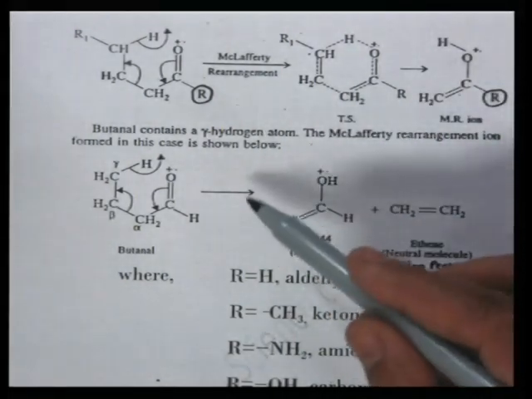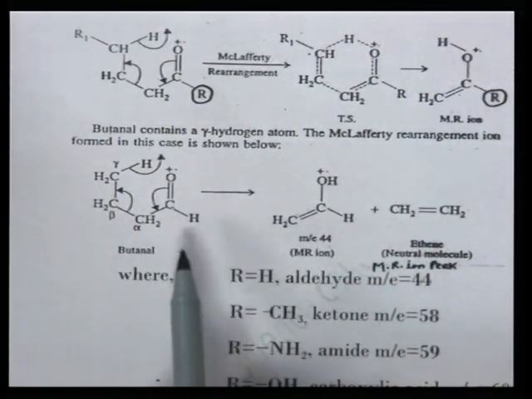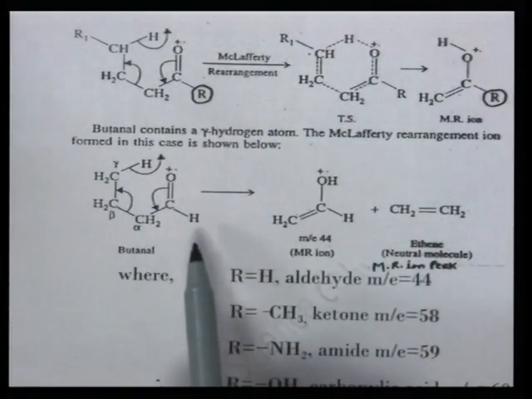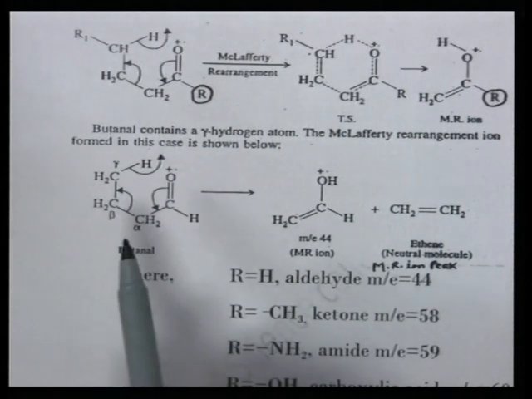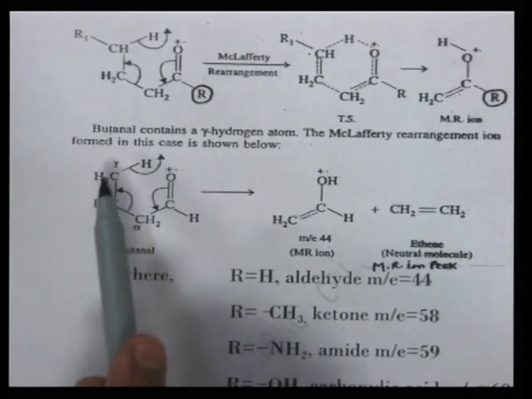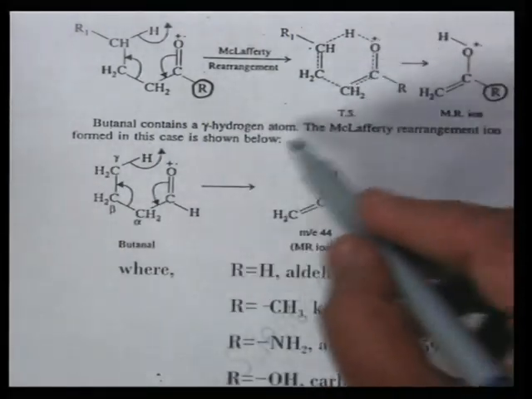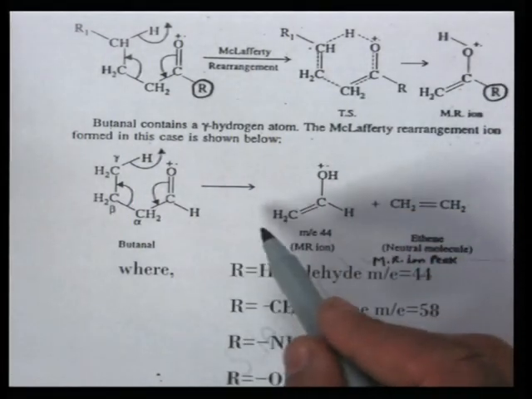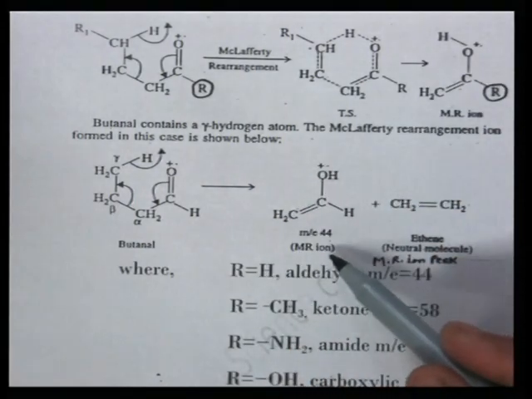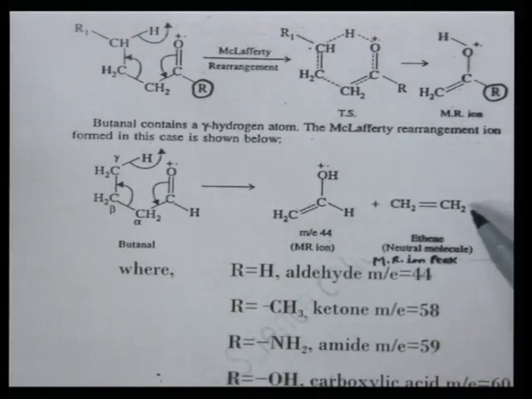Here one example is given: butanol contains a gamma hydrogen. Here R in general is H, so it is a butanol molecule. In butanol there is a gamma hydrogen, alpha, beta and gamma. The gamma hydrogen is removed via the 6-membered transition state, which is not written in this example, and we get the McLafferty ion at m/z 44, by the loss of a neutral ethylene molecule.